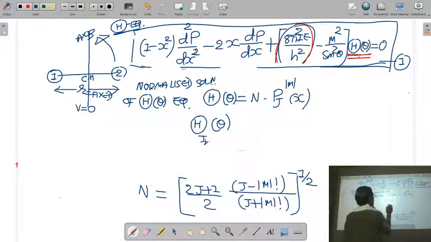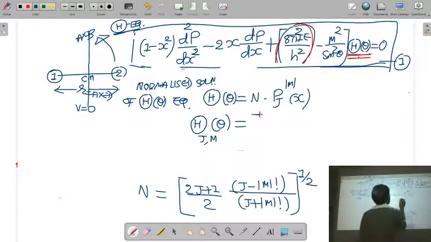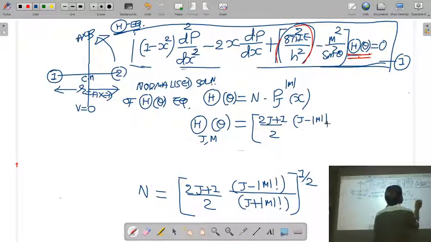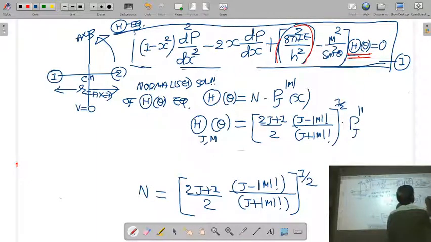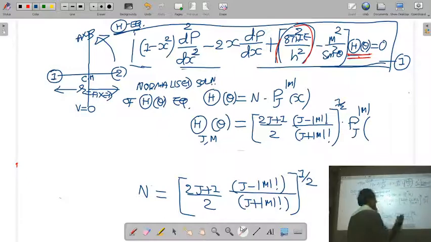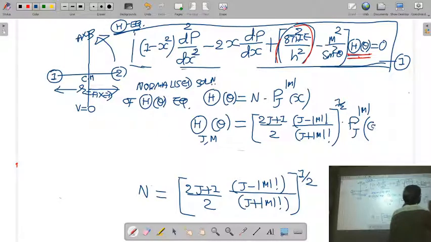So theta, which depends on two quantum numbers j and m. Now the value of N is 2j plus 1 upon 2, so I substitute here 2j plus 1 upon 2, j minus m factorial upon j plus m factorial, raised to 1 by 2, into P_j^m(x). Now what is this x? This x is nothing but cos theta. So x is equal to cos theta. This equation gives the normalized solution of the theta part of the Schrodinger equation.